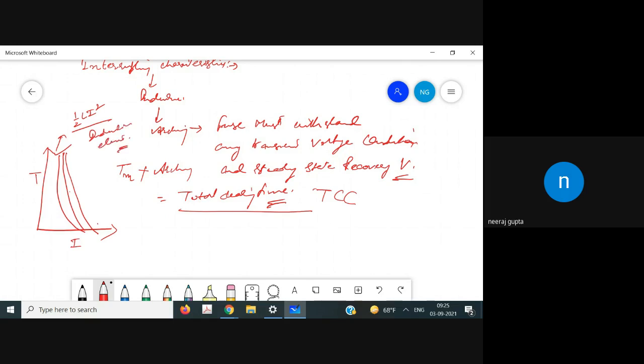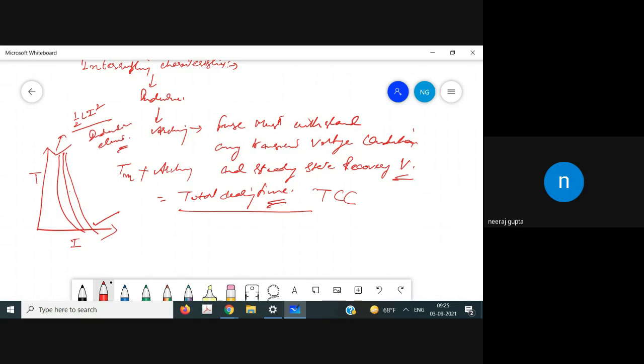And for a large current, the melting time is small, but the arcing time is large. So the TCC for melting time and the total clearing time diverge as the current I increases, which is obvious from this diagram. Both these characteristics are actually required.